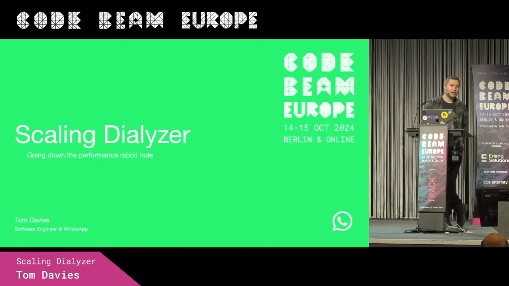I'm Tom Davies. I work for WhatsApp, and I've spent a good portion of my time thinking about and working on Dialyzer. You may have seen me before. I've given talks about Dialyzer at CodeBeam before, and I'm back with more Dialyzer stuff. This time, I'm going to go down the performance rabbit hole and talk about a whole bunch of things I learned and tricks that I used to make Dialyzer even faster. These things aren't in the wild yet, but at some point soon, I hope to make it so everyone can make use of this.